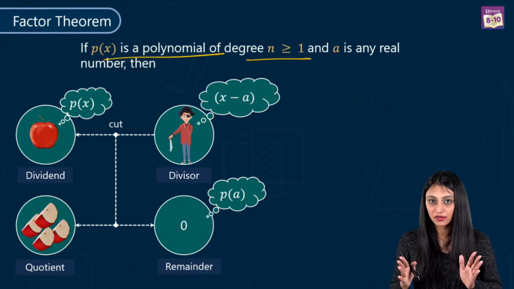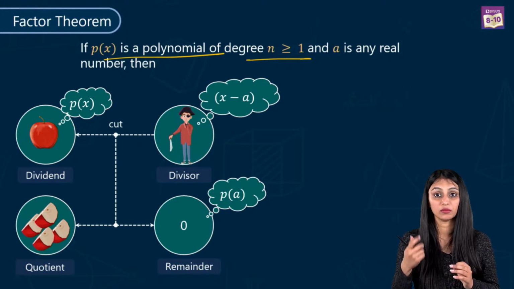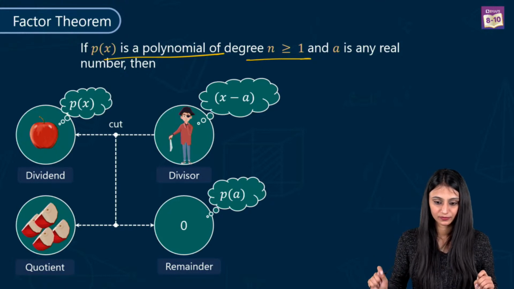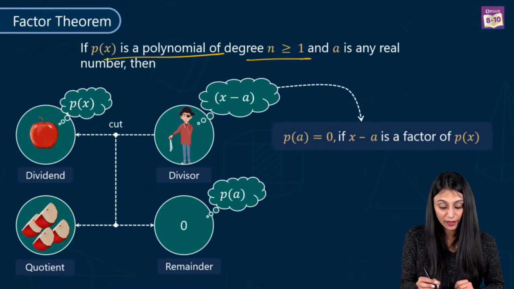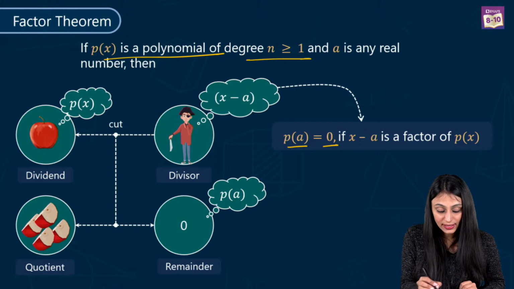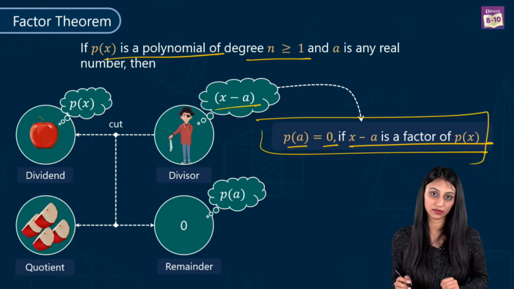It cannot be negative, because if it is negative, it will no more be a polynomial. It cannot be 0, otherwise it will be a constant. There won't be any variable. Alright. So, I can say one thing, that if P of A is 0, here the remainder was 0, right? So, I can say that x minus A would be a factor of Px. This is a very important statement, right?